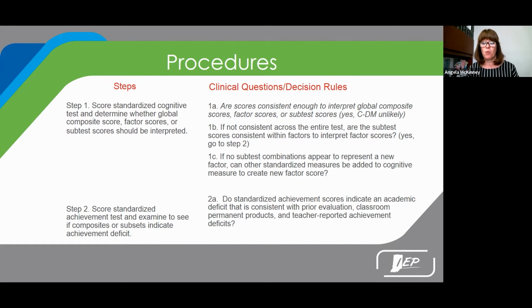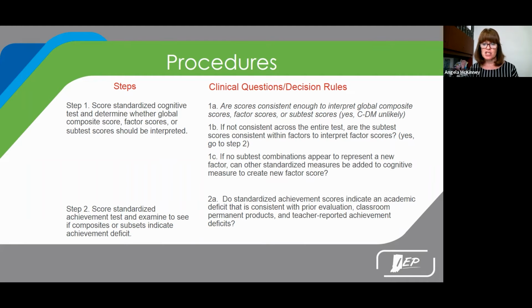So what you're hoping for, if you're looking for a specific learning disability, is that you're going to have good, solid information, but you can see the highs and lows within the different areas of the test. And it's consistent enough within the subtests in that factor that you feel confident saying, okay, I think this is a good score. So if you can interpret that, then you move on and look at the achievement pieces. Otherwise, you're going to have to do some other stuff to gather more cognitive information.